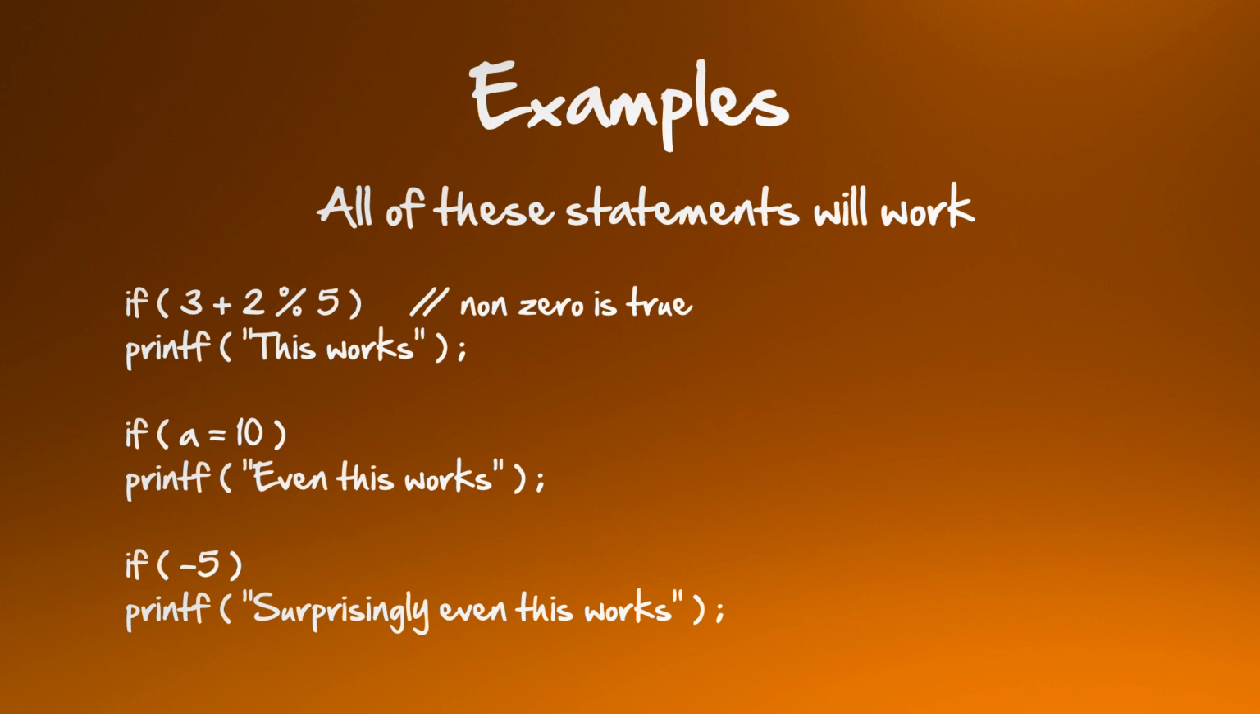So in the first if, 3 plus 2 mod 5 is the condition or the expression. 2 mod 5 is 2 and 3 plus 2 is 5. So the expression evaluates to 5, and since 5 is non-zero, it is considered to be true. Hence the printf gets executed.